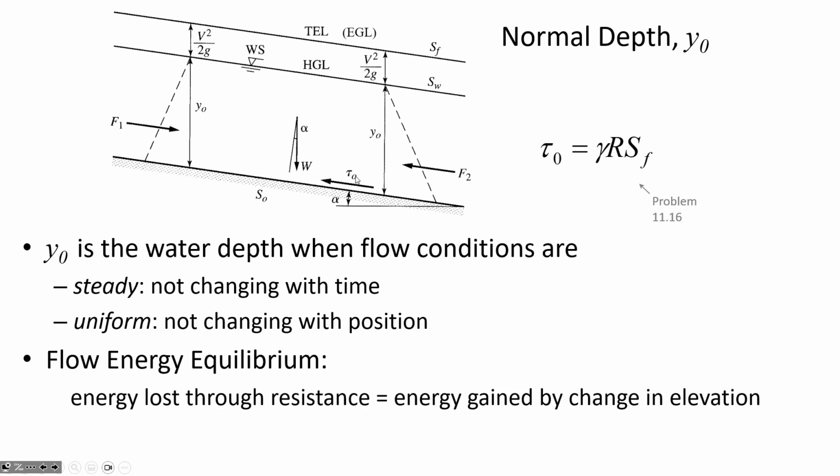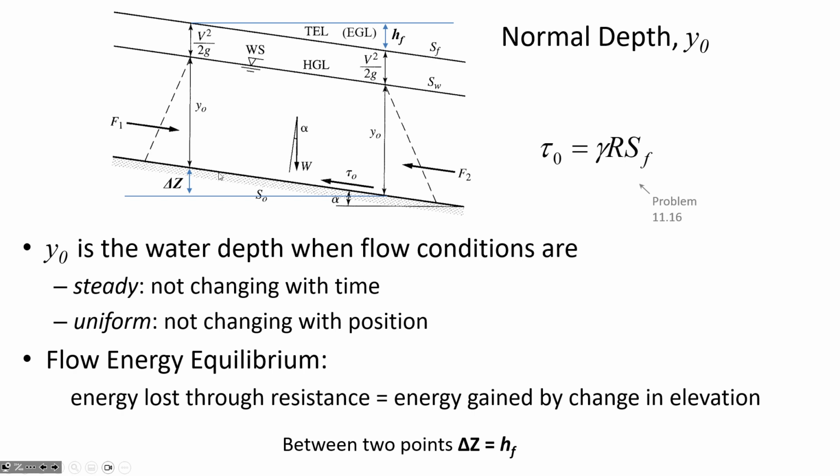in equilibrium, what we know is that the energy that is being lost to resistance is the same as the energy that's being gained as the water flows downhill. So elevation is being exchanged for velocity, but the velocity is constant, and so it's giving up that energy in the form of losses due to shear stress.